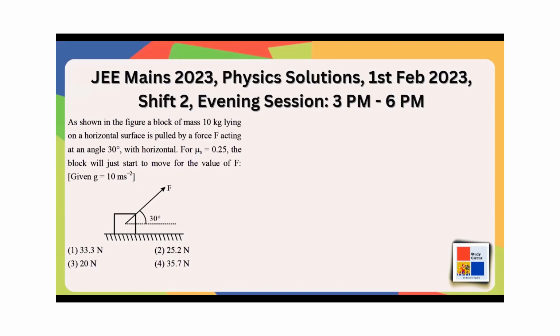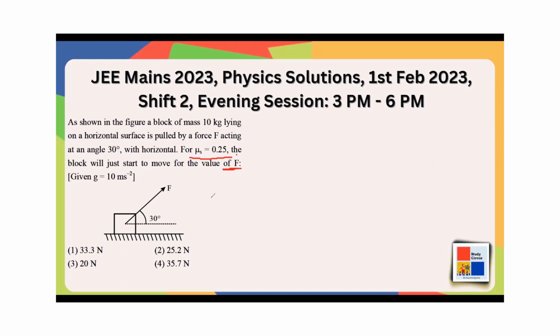There is a block kept on the ground, mass is 10 kilograms, and it is being pulled at an angle of 30 degrees from the horizontal as shown in the figure. Okay. The static friction coefficient is given to be 0.25. So the block just starts moving for what value of x? You have to tell, right?